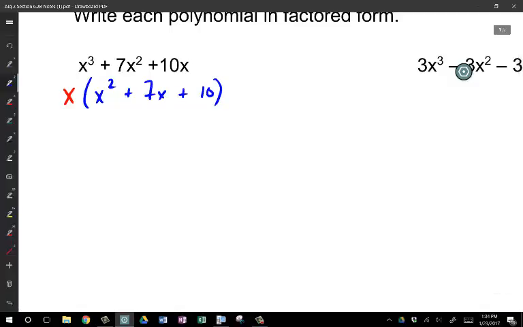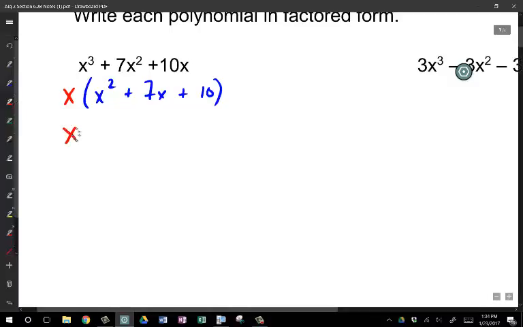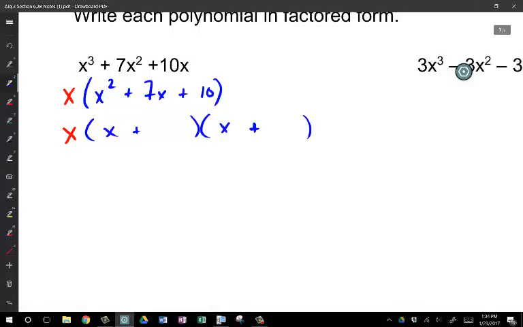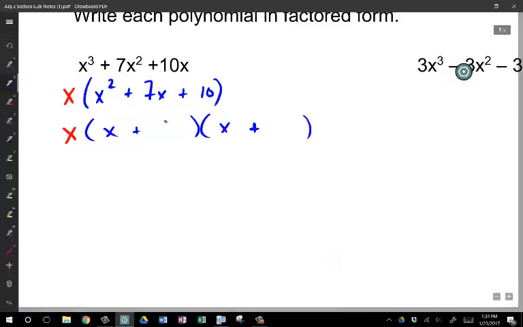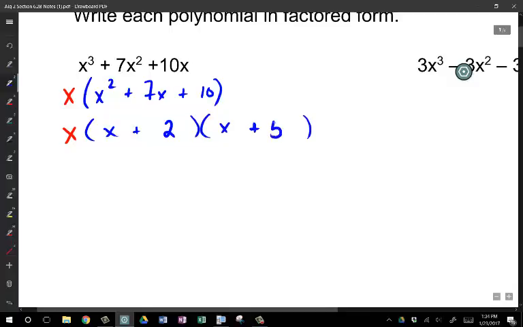Think back with me. How do you factor x squared plus 7x plus 10? First of all, what are the signs? Do we agree they're plus and plus? Okay. x and x. What multiplies to 10 that adds to 7? 2 and 5. And there we go. It's factored.